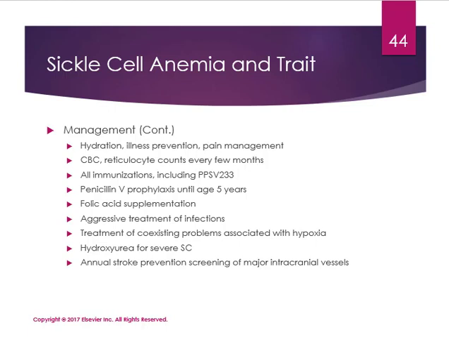With these kids, bacterial infections can be the leading cause of death in young children with sickle cell, so prophylactic penicillin V is initiated by 2 months of age. At 3 years old, you'll increase the dose to 250 milligrams orally twice a day and continue at least till their 5th birthday. But all of this will be specified in the guidelines. You'll give folic acid supplementation. You want to do aggressive treatment for infections, and also treat any coexisting problems that may be associated with hypoxia, because we don't want them to undergo hypoxia.